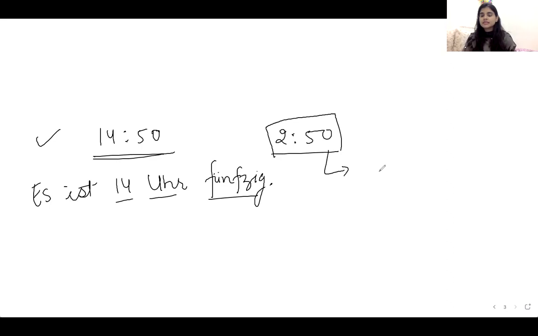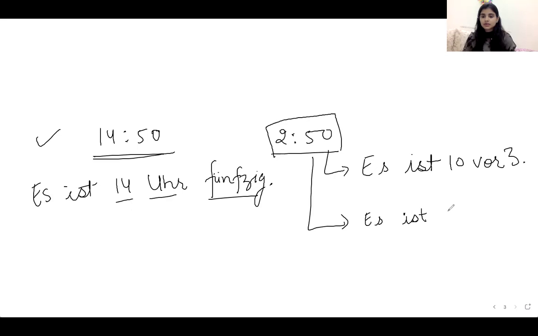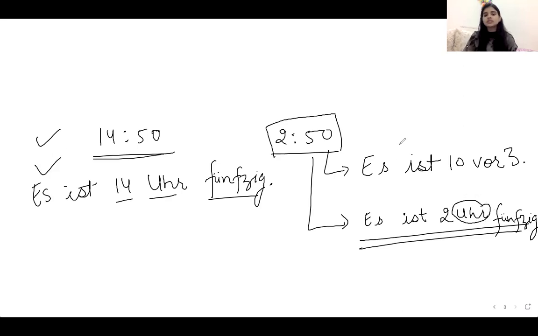The first way of telling this time is Es ist zehn vor drei. Es ist zehn vor drei. It is 10 before 3. Another way to tell this time, Es ist zwei Uhr 50. But actually this pattern of using Uhr in between, we keep it for our official way only. So this is the only way to tell time inofficially, okay?